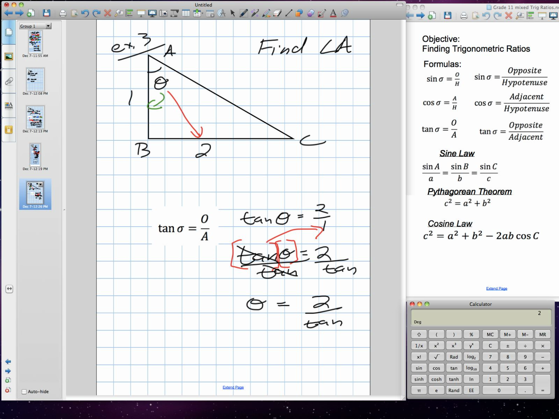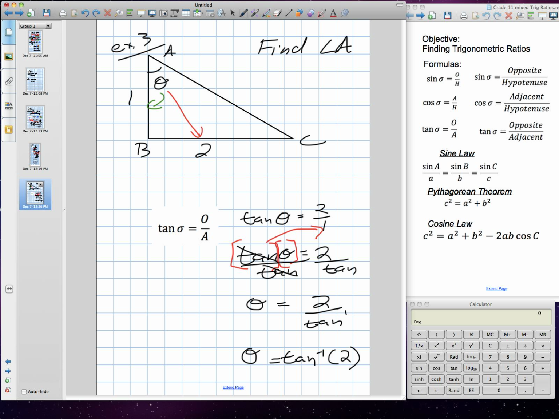Okay, let's put that in our calculator. 2 divided by tangent. Oh, what, did that work? That shouldn't have worked. Essentially, you should get a math error. It can't be done that way. So, what we're going to do is, remember, tangent is technically to the exponent of 1. I want to move this so that tangent is beside the number 2. So I'm going to flip the exponent. I get tangent to the negative 1, then 2.